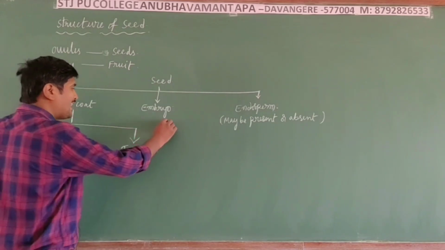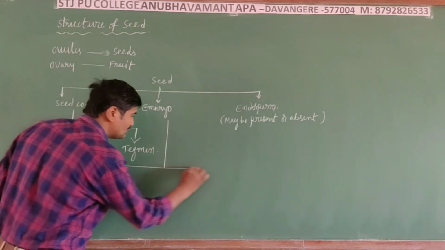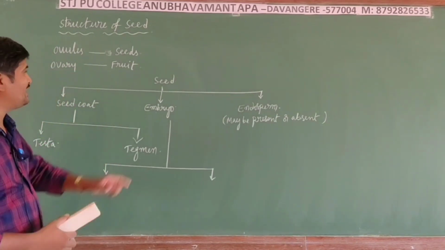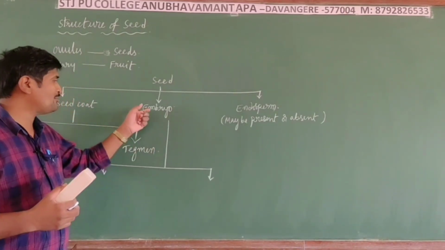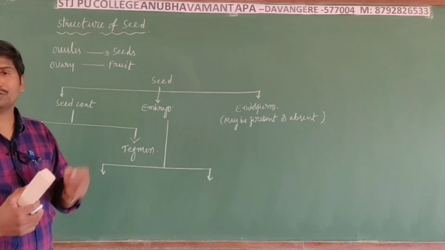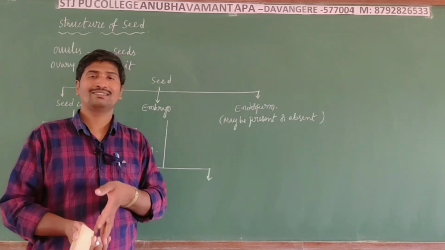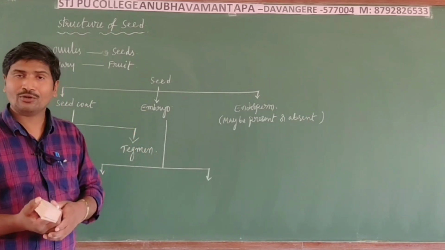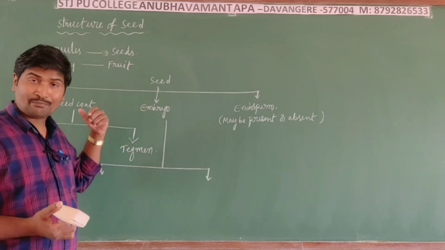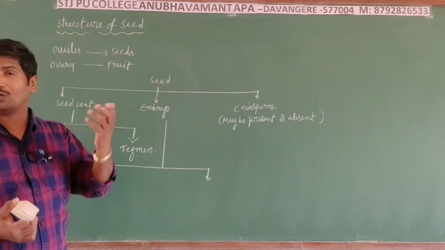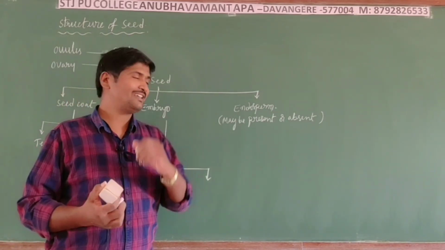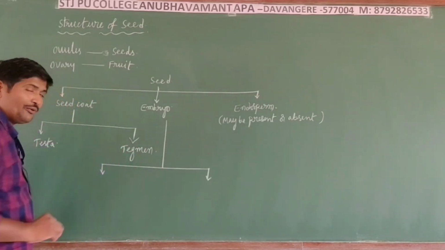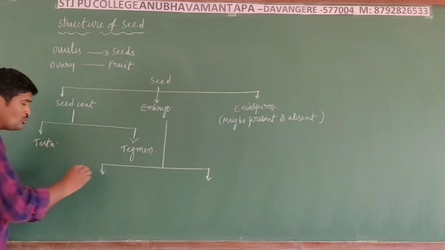Next one, embryo. The embryo is the most important part of the seed, because the embryo is capable of giving rise to a new seedling. The new plants are developed from the embryo. That's why the plant species continues from one generation to another generation; the embryo is responsible for this. This embryo further consists of two parts.